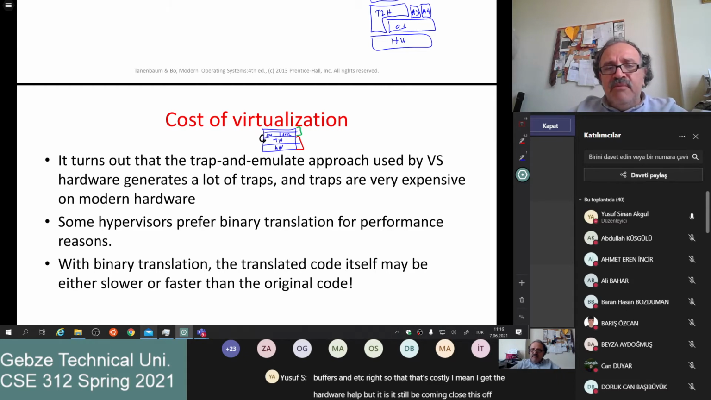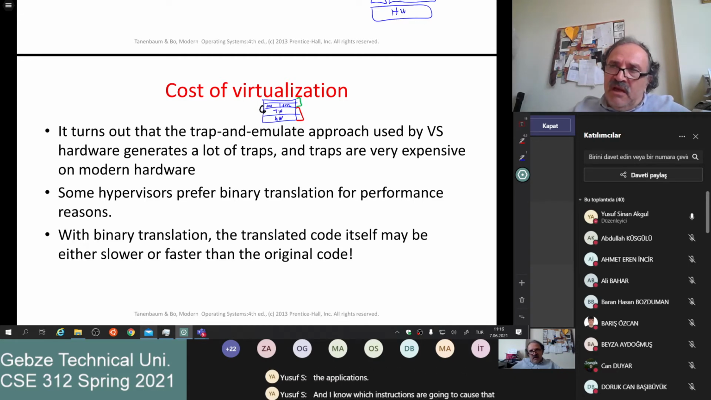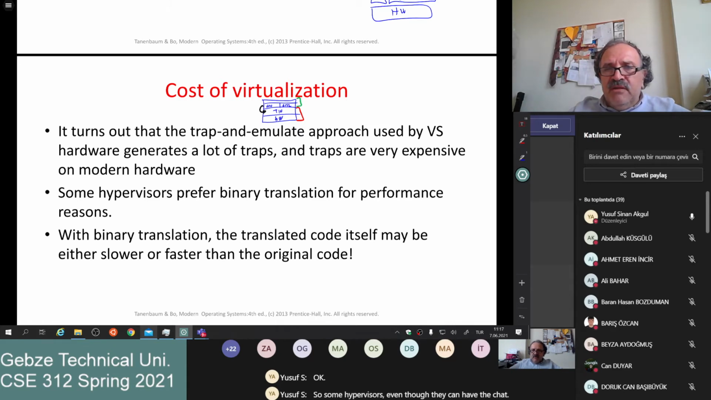So some hypervisors say, okay, I am not going to get that trap. I will do dynamic binary translation of the applications, and I know which instructions are going to cause a trap. I will not let them cause a trap. I will run that application up to that point, and I will do the emulation at that point. So some hypervisors, even though they can have the trap, prefer doing the online binary translation without the trap.